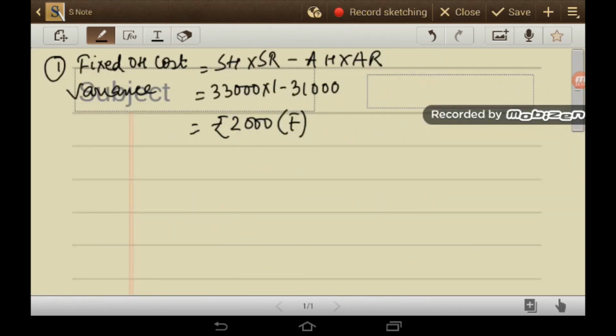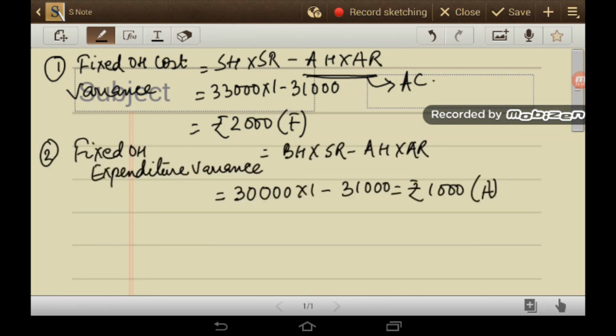Fixed overhead cost variance is calculated by the formula standard hour into standard rate minus actual hour into actual rate. I just put the values of standard hour and standard rate and actual cost. So this actual hour into actual rate is the actual cost. So 31,000 is your actual cost. So 2,000 favorable is fixed overhead cost variance.